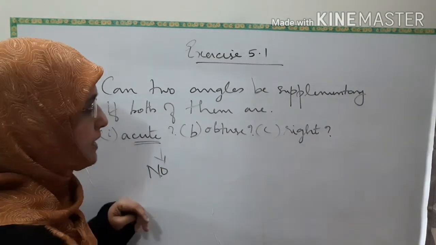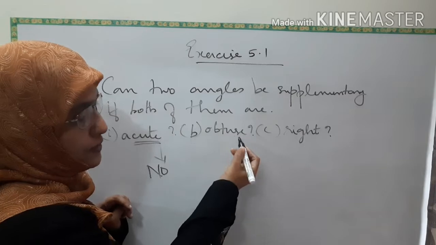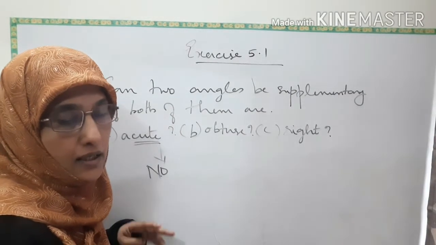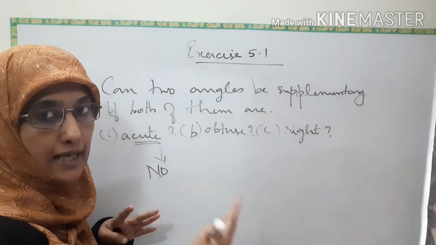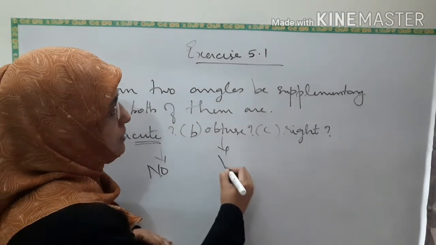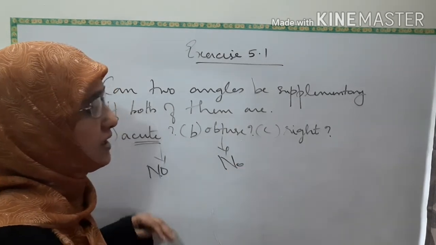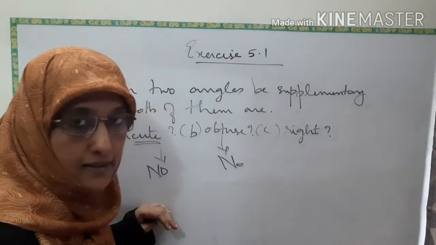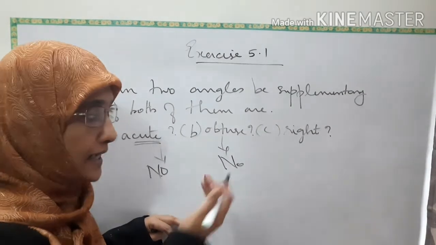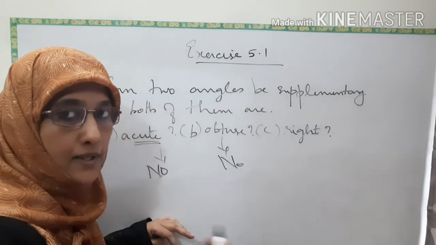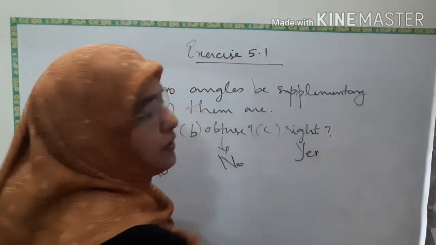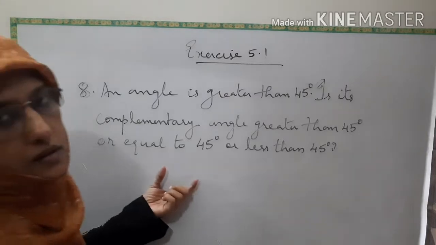Not possible. What about if both are obtuse angles? Obtuse angle means it is greater than 90 degrees. If you add two numbers greater than 90, it will be above 180, isn't it? So this is also not possible. What about the last one? Right angles. If both are right angles, will it be supplementary? Yes. Right angle means 90 degrees. 90 plus 90, it is 180. So this is possible.